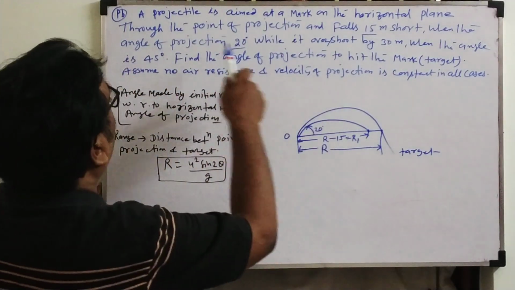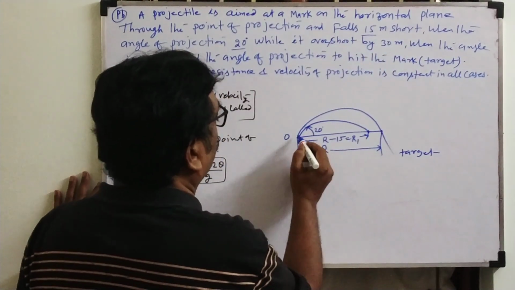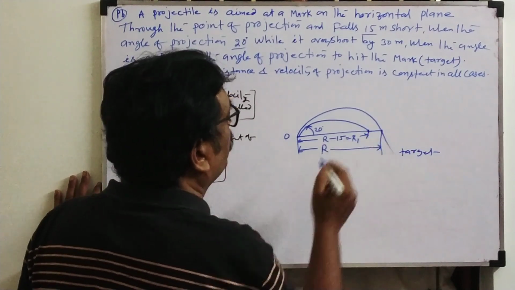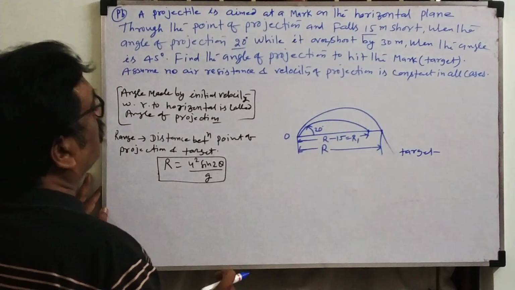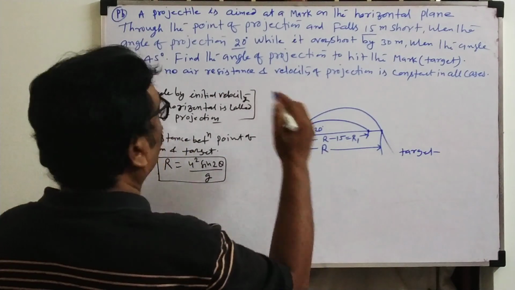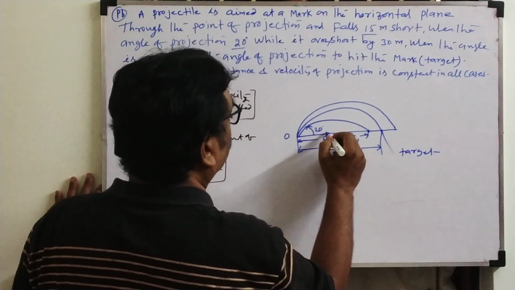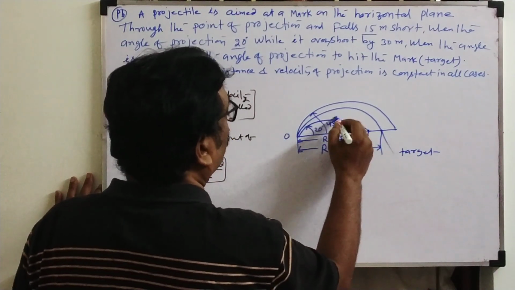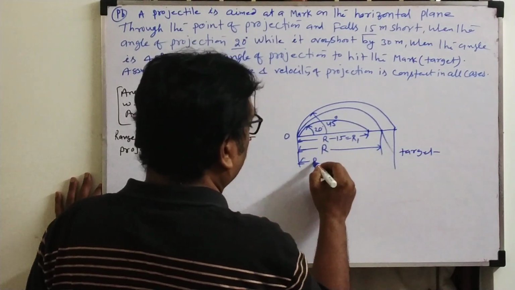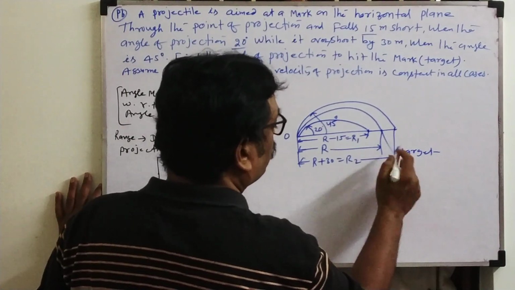Look again. From the point of projection, it falls 15 meters short. Suppose they are throwing toward the target from the point of projection. It falls down before the target, 15 meters before. So R1 is equal to R minus 15. Next, it overshoots by 30 meters when the angle is 45 degrees. Given 45 degrees, it crosses the target, that means R plus 30 is equal to R2. So these are the given conditions.